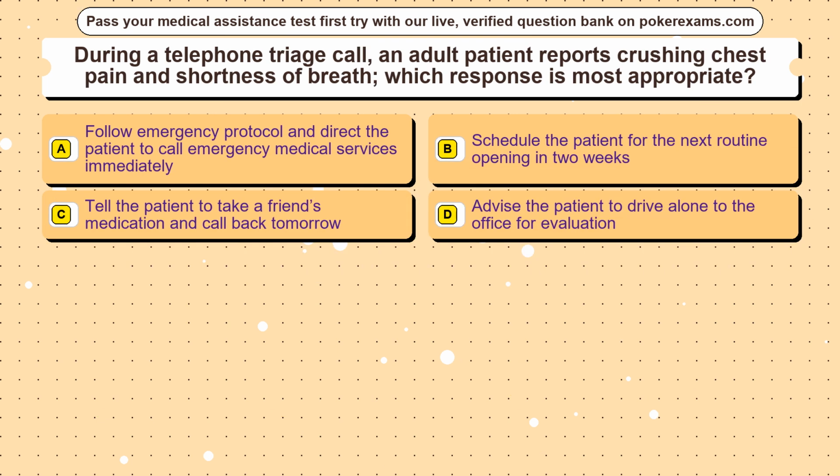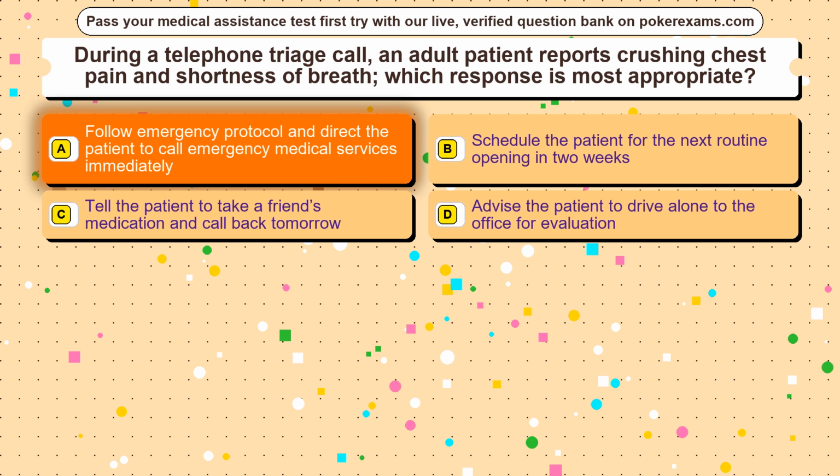Question 12. During a telephone triage call, an adult patient reports crushing chest pain and shortness of breath. Which response is most appropriate? Option A. Follow emergency protocol and direct the patient to call emergency medical services immediately. Option B. Schedule the patient for the next routine opening in 2 weeks. Option C. Tell the patient to take a friend's medication and call back tomorrow. Option D. Advise the patient to drive alone to the office for evaluation. The correct answer is option A.